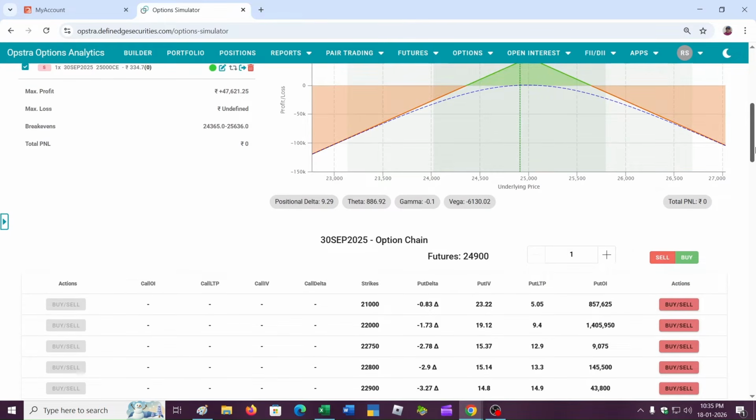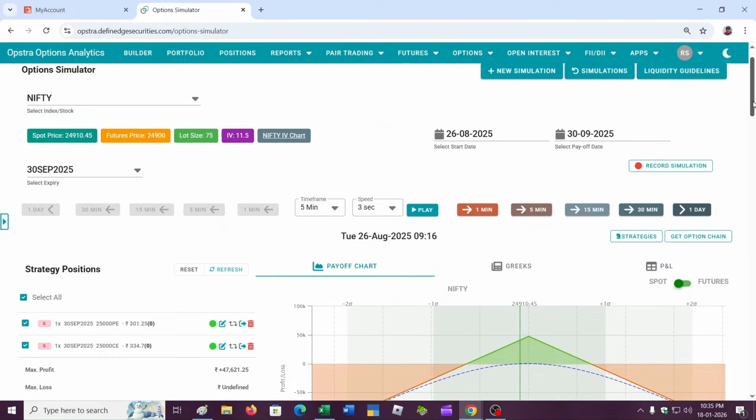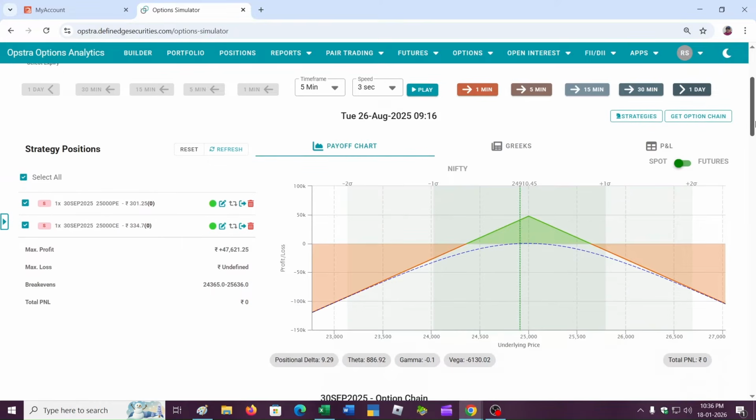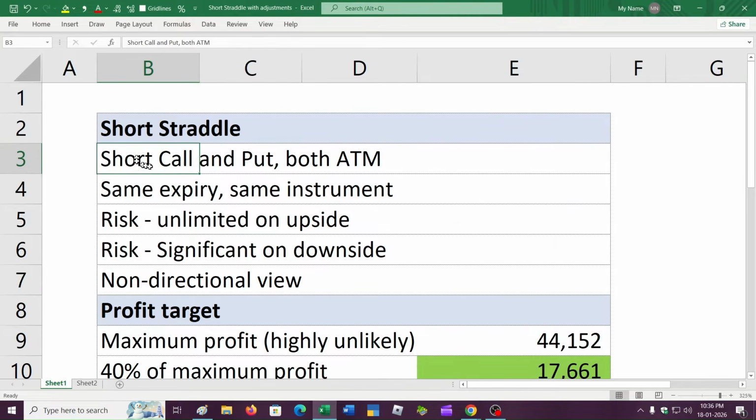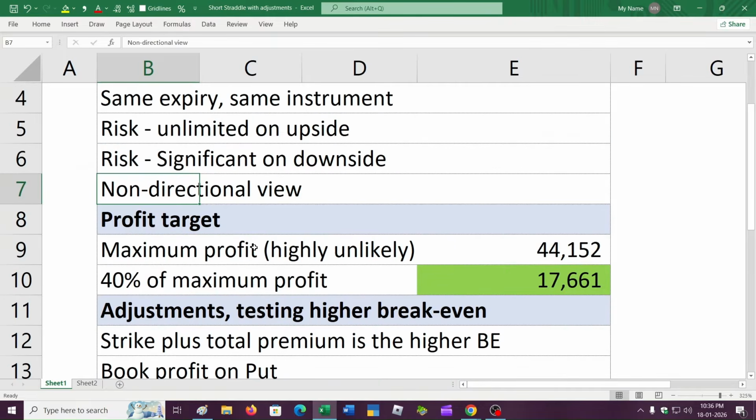So this is the backtesting software of Definedge. We'll find out how it goes. Okay, this is 26th August. This is the position when we took it. And the maximum profit is 47,621. And here are the other details about the short straddle. It's a non-directional view and profit target.